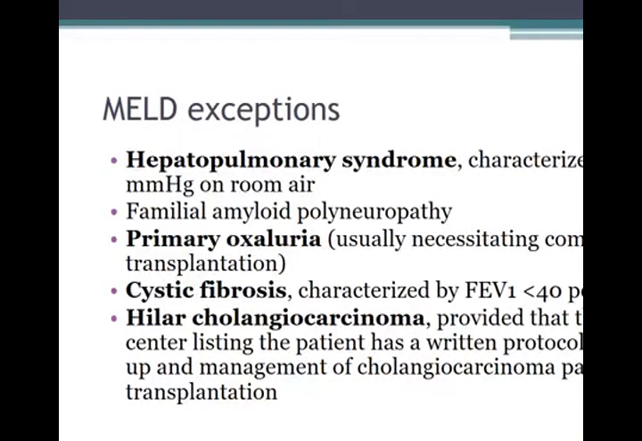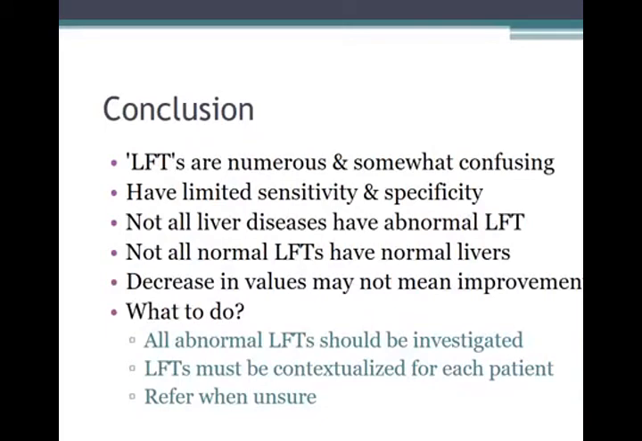Hepatopulmonary syndrome is a very dreadful complication of chronic liver disease, and these patients usually have a very bad prognosis. Other indications include primary hyperoxaluria, usually necessitating combined liver and kidney transplant, cystic fibrosis, and hilar cholangiocarcinoma, provided that the transplant center listing the patient has a protocol detailing the workup and management of the cholangiocarcinoma patient for liver transplant. So the conclusion is that liver function tests are numerous and somewhat confusing.